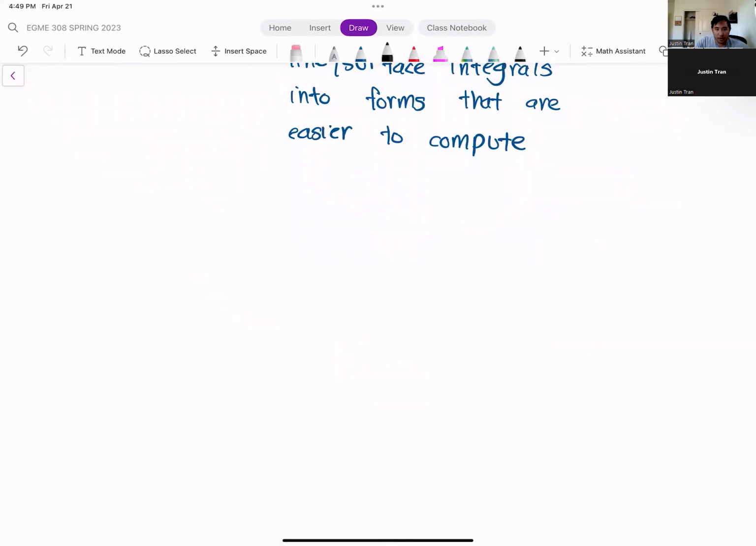Okay. So let's go from line integrals first. And so conceptually, you can think of line integrals as almost like a generalization of a classic 1D integral.